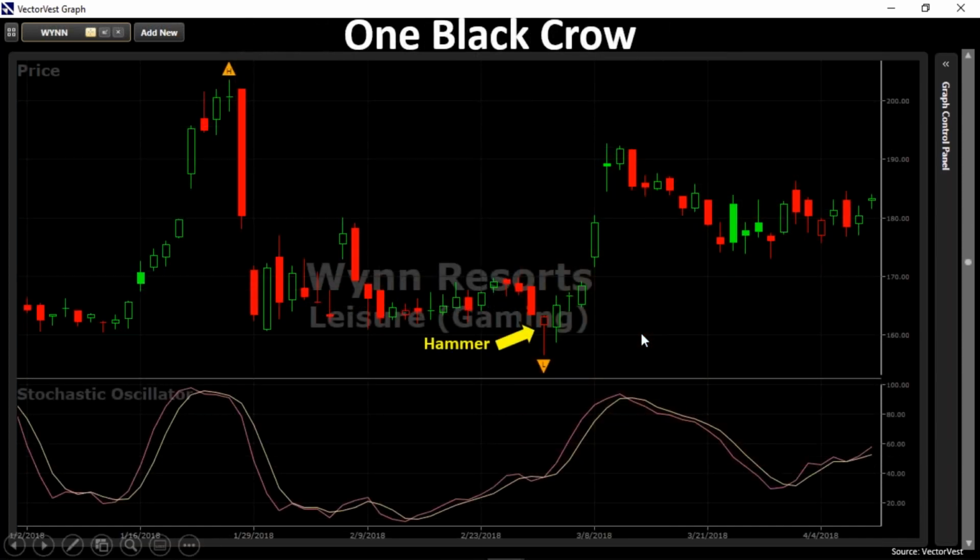All right, so let's look at this hammer first. Okay, here's a hammer right at support. Remember, the hammer is a bullish reversal signal. We got a nice follow through the next day. And what do we have here?